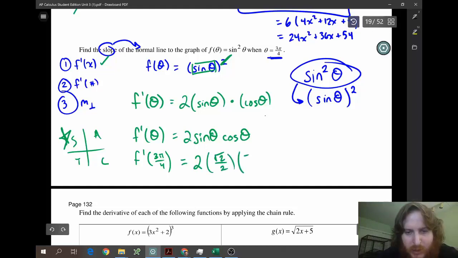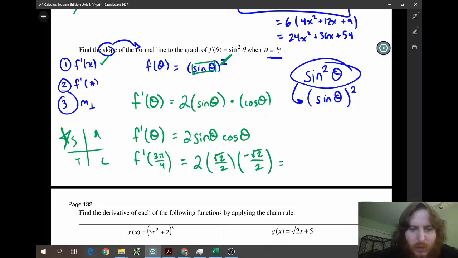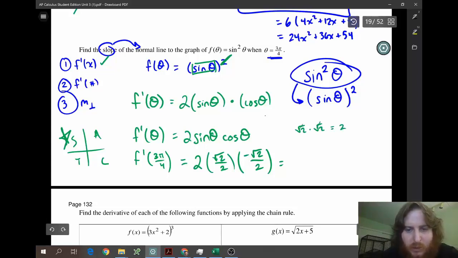And then times negative square root of 2 over 2, because we're in that second quadrant where sine is positive but cosine is negative. Okay, and now the square roots: square root of 2 times square root of 2 is square root of 4. Or you can think of the square roots canceling out, right? The square root of 4 is back to 2.